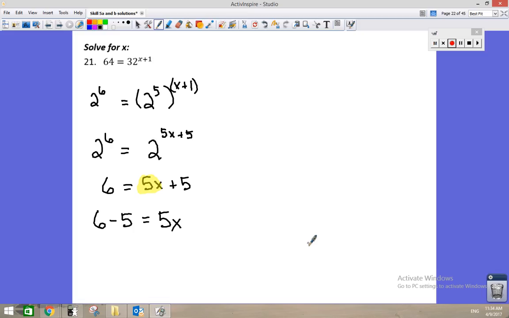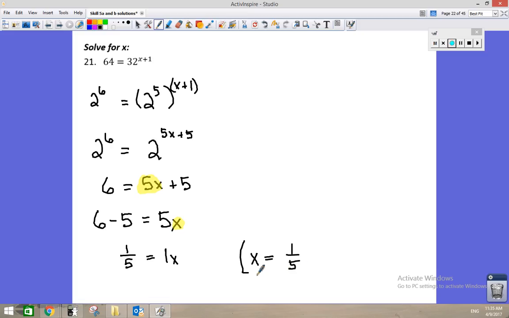So we're trying to get this x by itself. Right now it's being multiplied by 5. There's two factors on the right-hand side. We want to get the factor x by itself, and so the inverse of multiplication is division. So we divide each side by the number 5, and 5 divided by 5 is just 1, and 6 minus 5 is 1, and so then we divide that by 5, and that's our answer, that x is equal to 1/5.